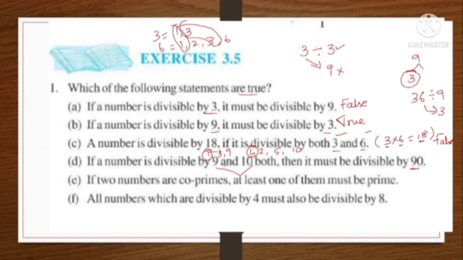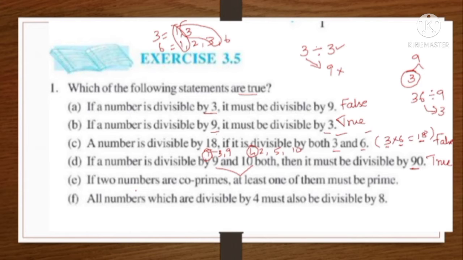We learned that if two numbers are co-prime, then their product also divides the number, didn't we? So by that rule the answer is true. Both 9 and 10 are co-prime. So 90 divides the number. The product 90 divides the number. So the answer is true.